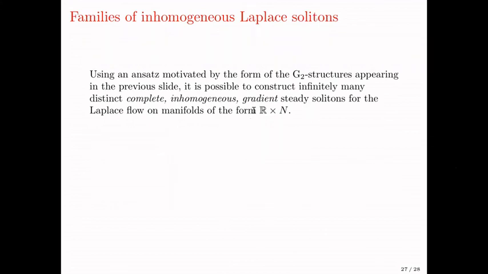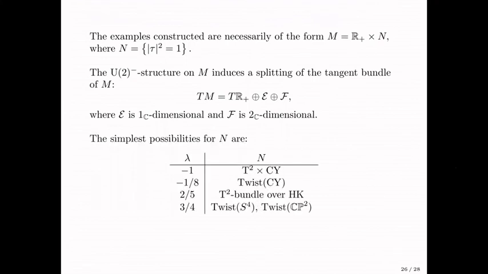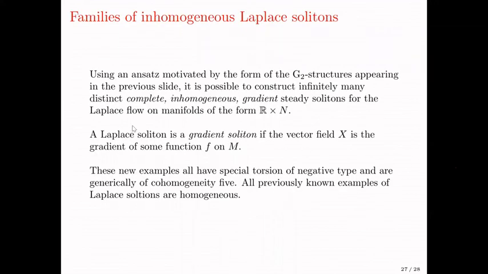And then I'll just say finally that, though I don't really have time to say this, by looking at how the G2 structure looks in each of these cases, you could make an ansatz that allows you to construct complete inhomogeneous gradient steady solitons for the Laplace flow, large infinite families of these. And I think that these are the first examples of inhomogeneous Laplace solitons. And I think they're the first examples of Laplace solitons that are explicitly labeled as gradient solitons. I'll just emphasize that these things aren't lambda quadratic. They just arise from an ansatz that's based on the special torsion of negative type examples that appeared in the lambda quadratic case.